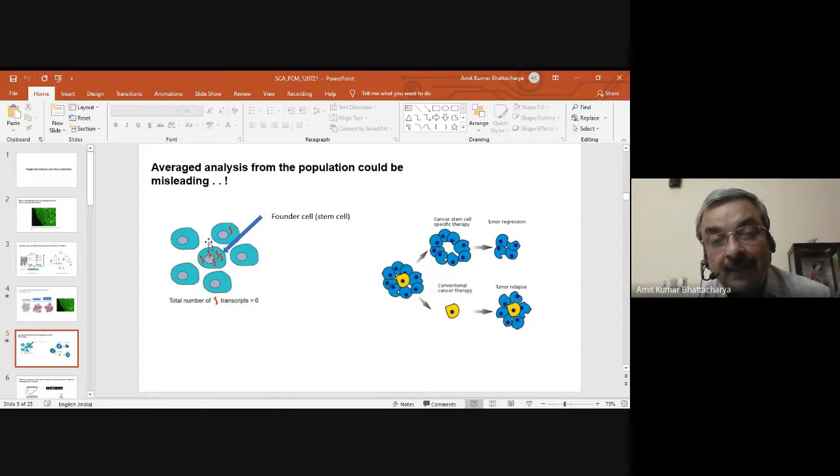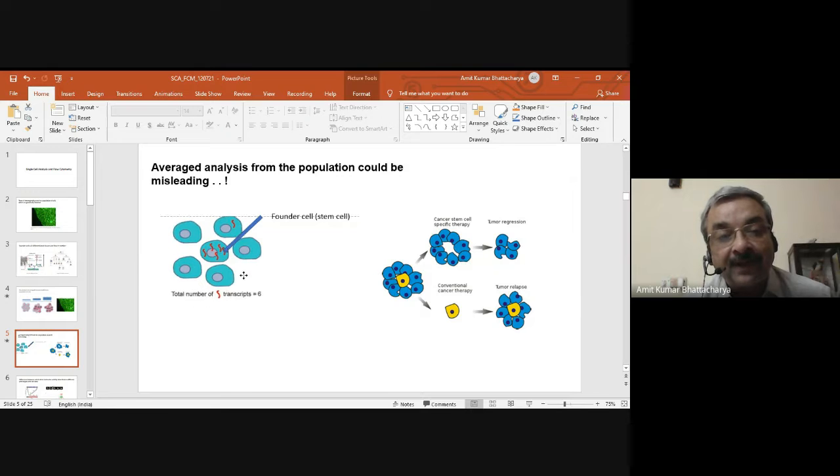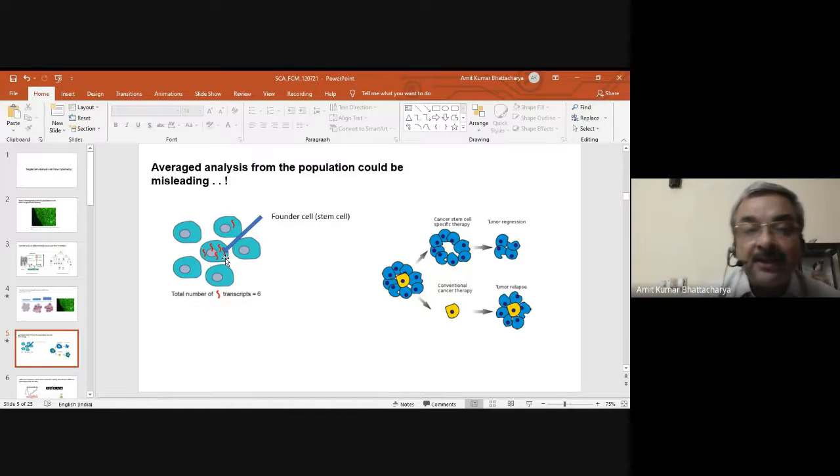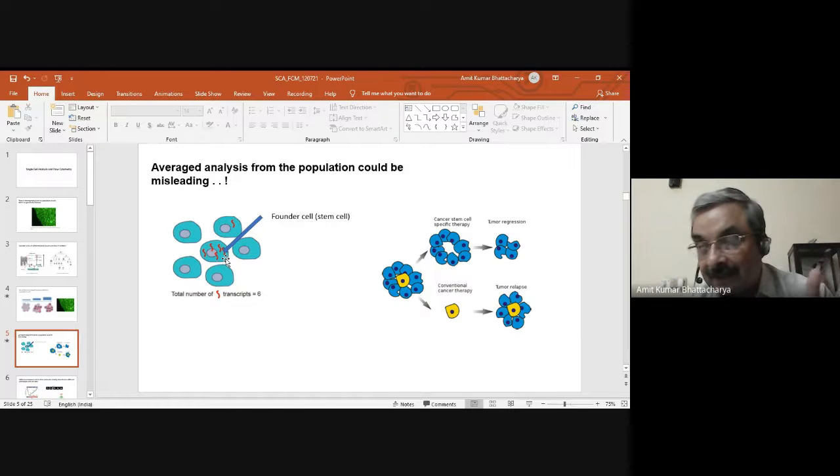If you had looked at one cell at a time, you would have found that there are 3 populations of cells. A population of cells larger in number, which has 0. That's one population. Another population which is smaller than that, which has 1 transcript, and another one which has only 1 cell and that has 5 transcripts. So we find that there are actually 3 populations of cells. We can call these subpopulations in this total population.